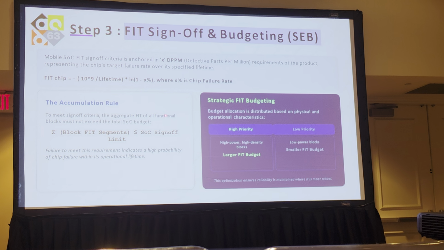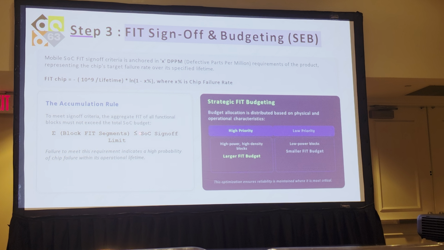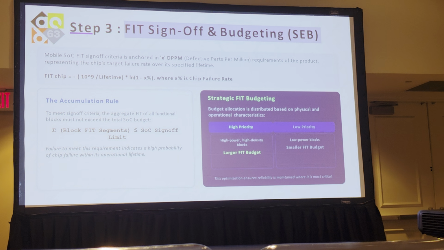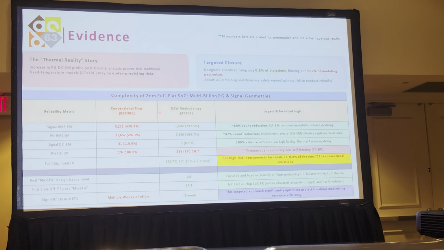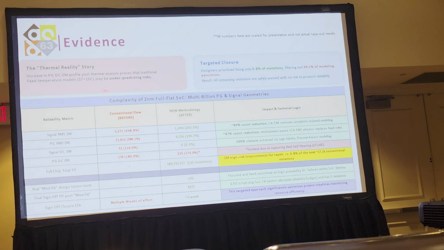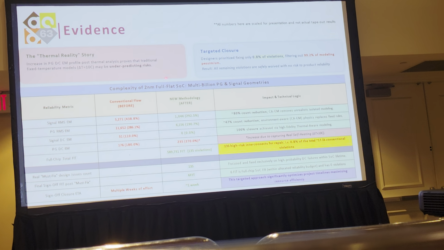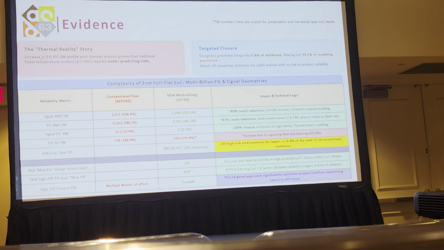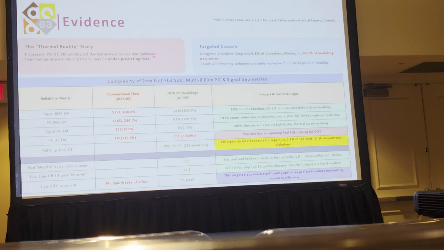So ultimately, when we add all the FITs of the segments of power, signal, etc. for the full chip, it should be within this limit. So after doing all these three stages, the output of the flow will give us the real high-risk violations that are an actual threat to the silicon, which we need to fix.